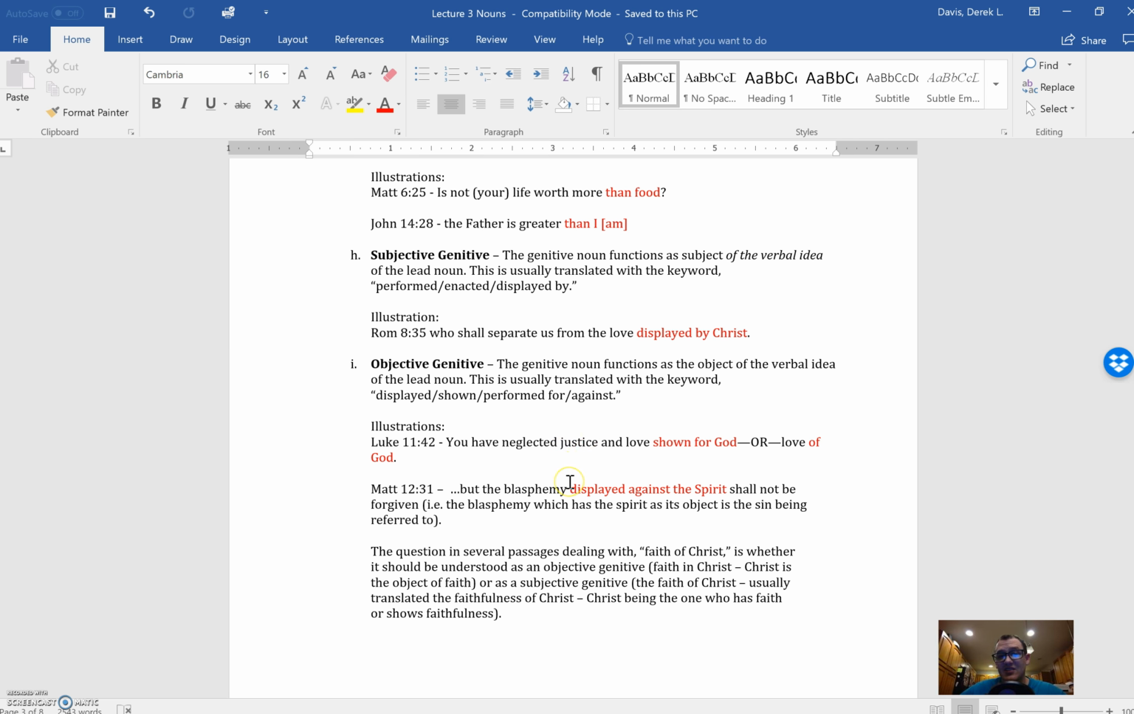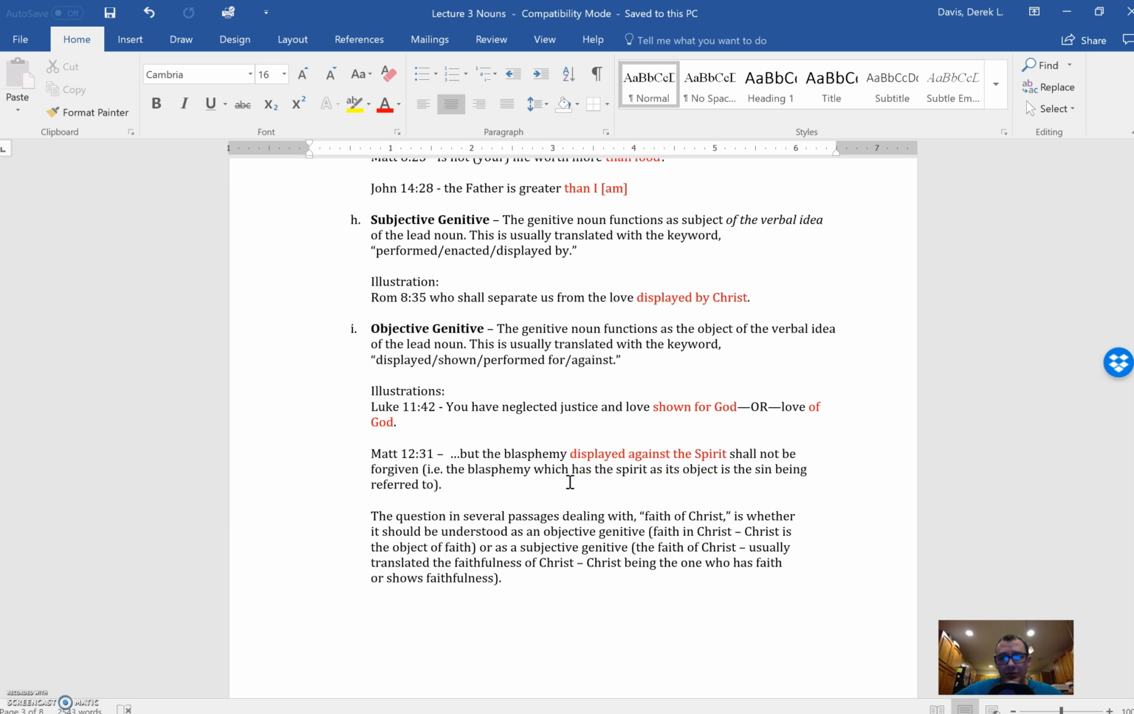But in cases like Luke 11:42, "you have neglected justice and love of God" is the literal translation. But the more likely implication is you have neglected justice and showing some sort of love to God. So, love displayed for or shown for God.